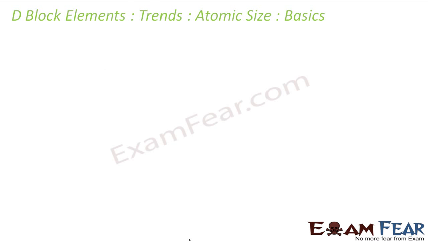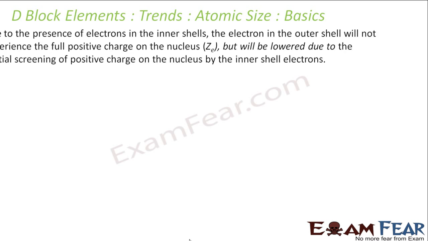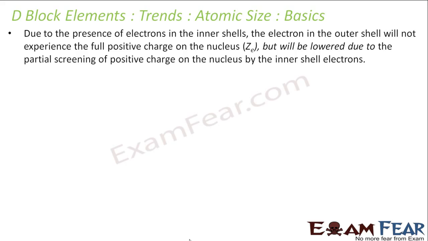Now we'll understand the atomic size trend. Before that, let's understand the basis to understand the atomic size trend. The first thing we should note is that due to the presence of electrons in the inner shell, the outer shell will not experience the full positive charge of the nucleus, but the experience will be lowered, and this is called the partial screening of positive charge by the nucleus of inner shell.